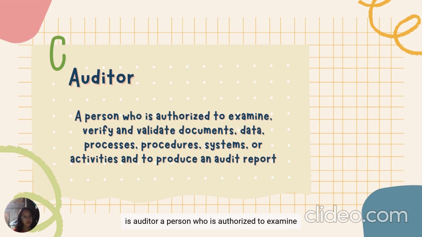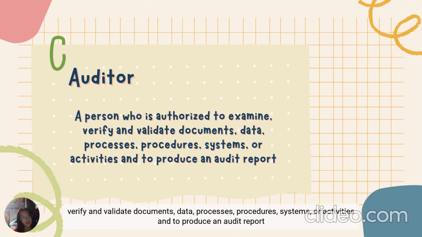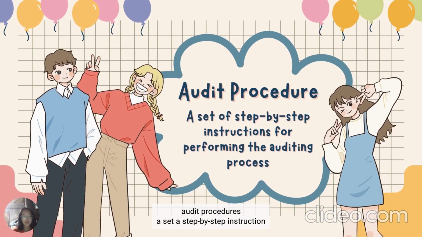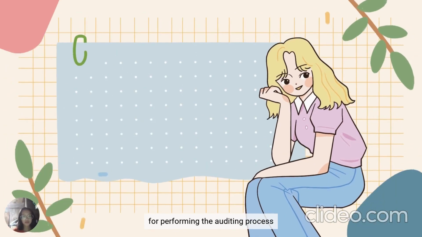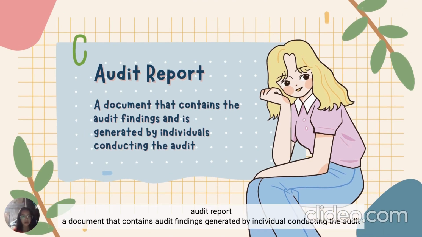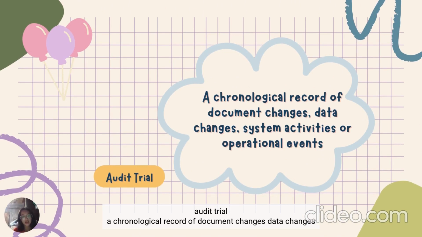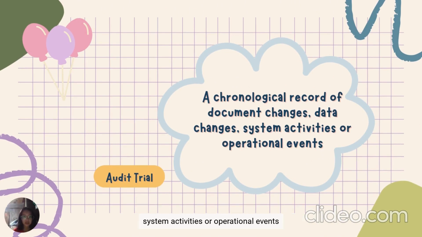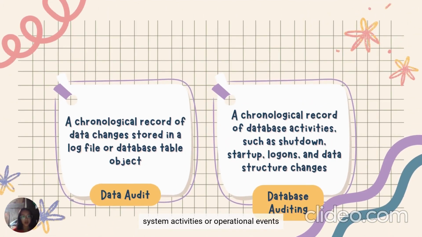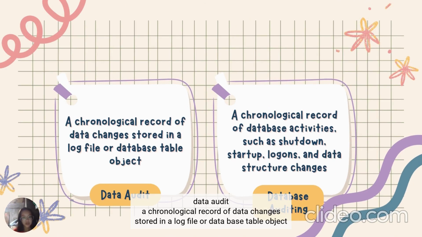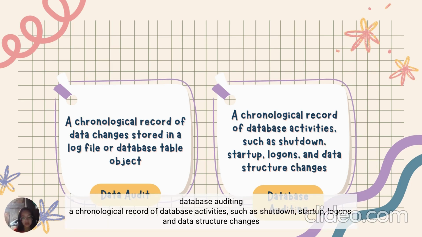Next is the auditor, a person who is authorized to examine, verify, validate documents, data, processes, procedures, systems, or activities, and to produce an audit report. Audit procedure, a set of step-by-step instructions for performing the auditing process. Audit report, a document that contains audit findings, generated by individuals conducting the audit. Audit trail, a chronological record of document changes, data changes, system activities, or operational events. Data audit is a chronological record of data changes stored in a log file or database table object. Database auditing is a chronological record of database activities such as shutdown, startup, logons, and data structure changes.